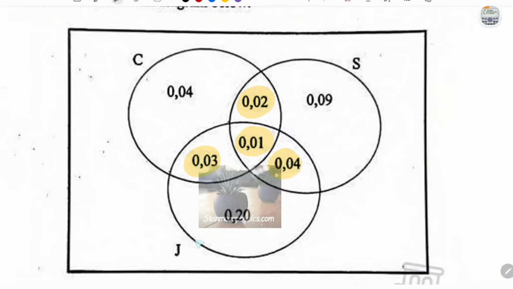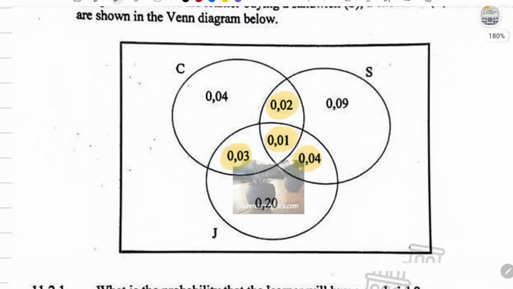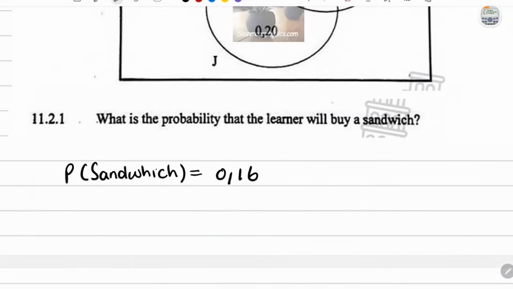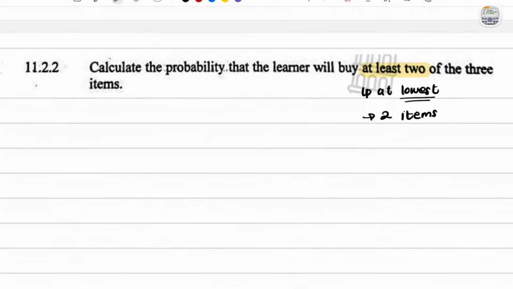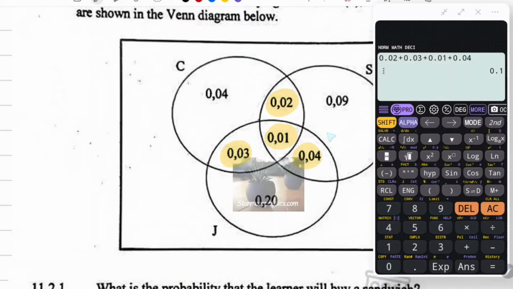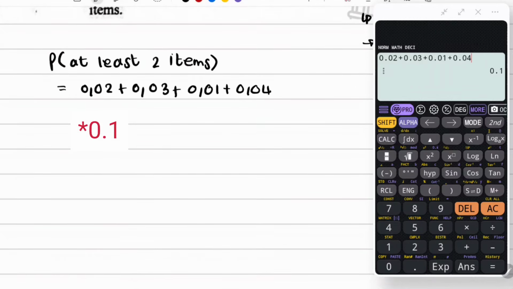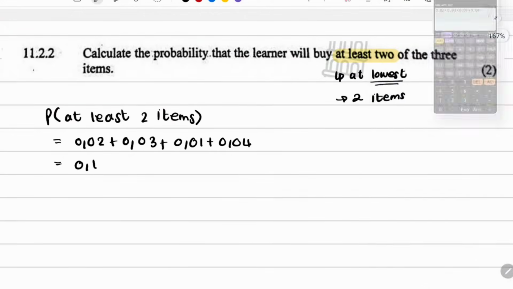And lastly, this one, because this is juice and sandwich. Okay, so these would be the answers that you would add up. That's what you're going to add up to find out what is the probability really that the learner is going to buy at least 2 items. And when we add these all up together, we get 0.01, which is really a 0.10. But when the calculator simplifies it, it's 0.1. Okay, so 0.1 actually. And that is that answer.